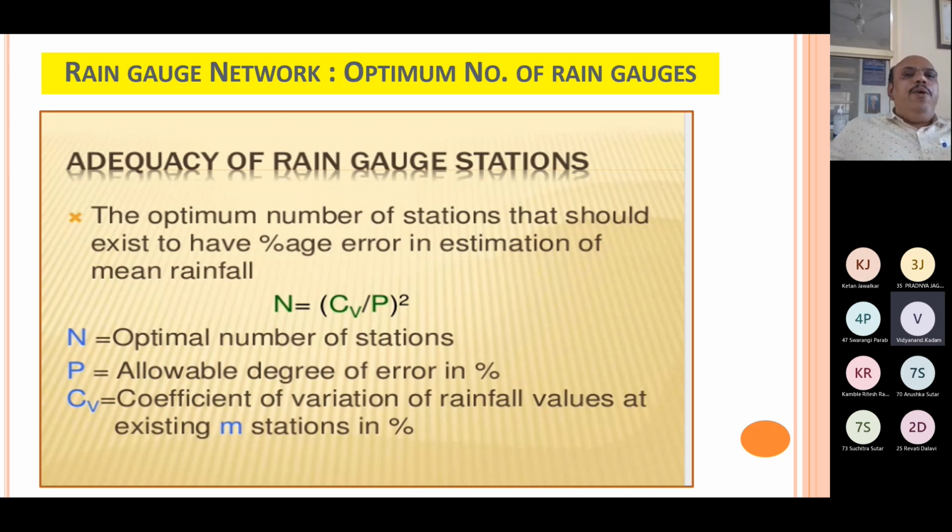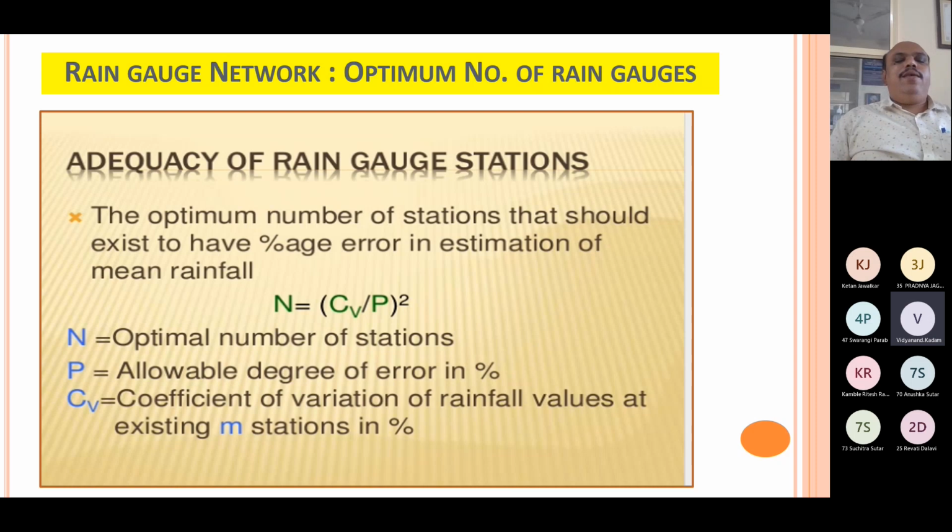Now we will discuss about calculation of optimum number of rain gauges. Okay, so we know that in order to estimate the average precipitation or mean rainfall of the area, in that case, there should be optimum number of rain gauges. And there is a statistical formula with help of which we can calculate these optimum number of rain gauge stations.